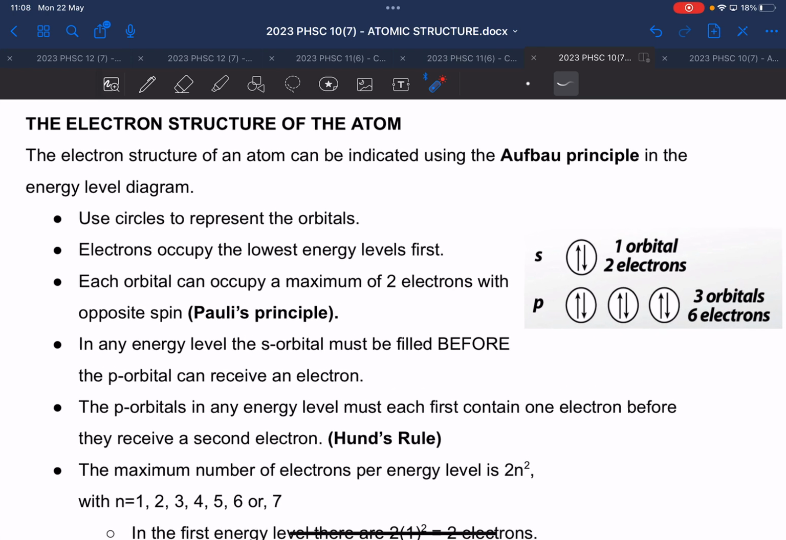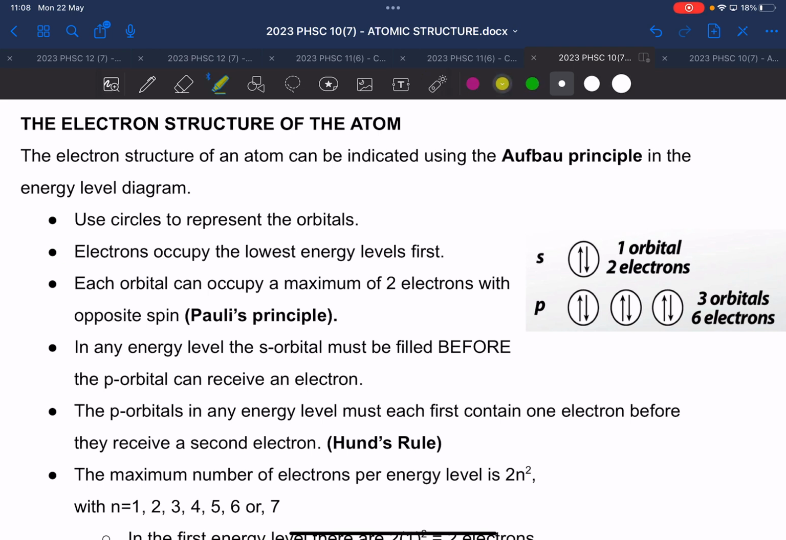We have the following rules to help us fill this in. The Aufbau principle. First of all, the circles represent orbitals. If you have extra classes somewhere else, or you use old textbooks, some people use blocks instead of circles. Obviously, you can see why I do not use blocks. And some people use lines instead of circles. I don't care which one you do. Circles, blocks, lines, it doesn't matter.